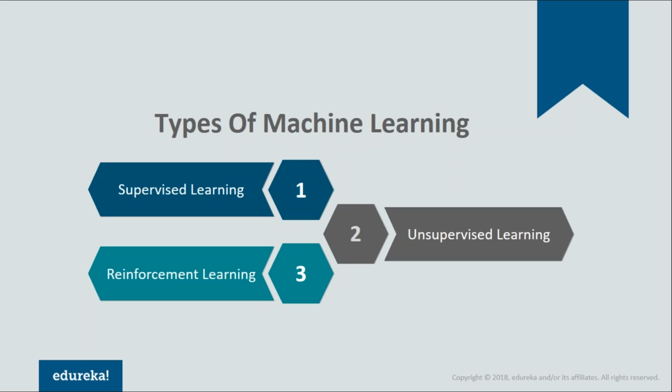So now let us move on to different types of machine learning, or you can say the different categories of machine learning. It is basically classified into three types: supervised learning, unsupervised learning, and reinforcement learning. Let's talk about all these three, taking one at a time. So let's start with supervised learning.